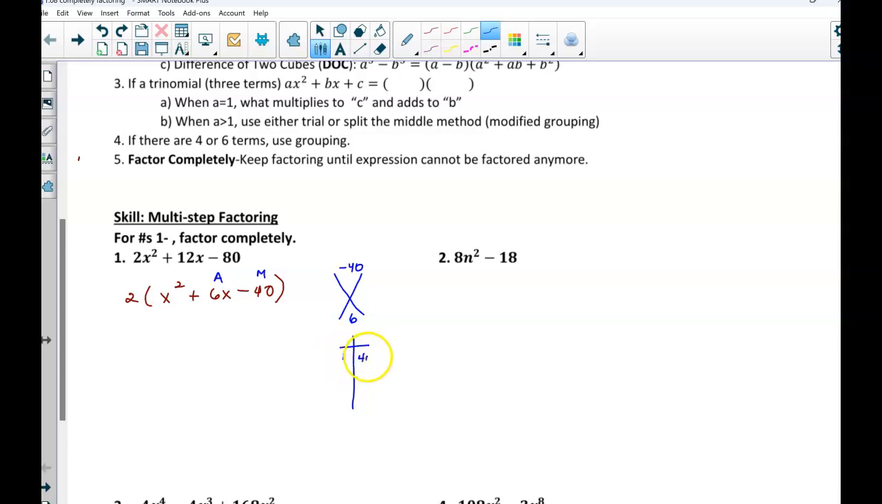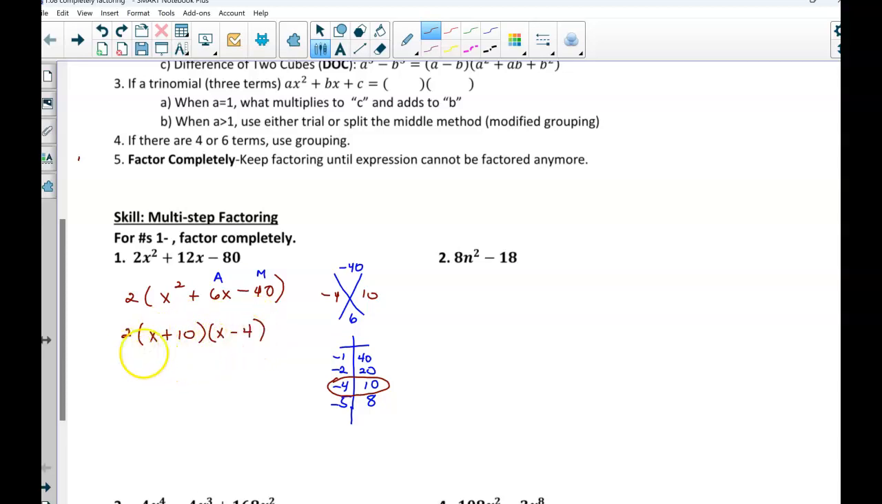So what are those factors? Well, we have 1 and 40, 2 and 20, 3 doesn't go into it, but 4 goes into it, 5 and 8, and that's about it. We also know that the signs in the parentheses are different because I have a negative here, and the larger number is going to take the positive sign. That means these smaller numbers are going to be negative. So which of these are going to give you a sum of positive 6? That would be negative 4 and 10. So now we could just factor it. x plus 10 and x minus 4.